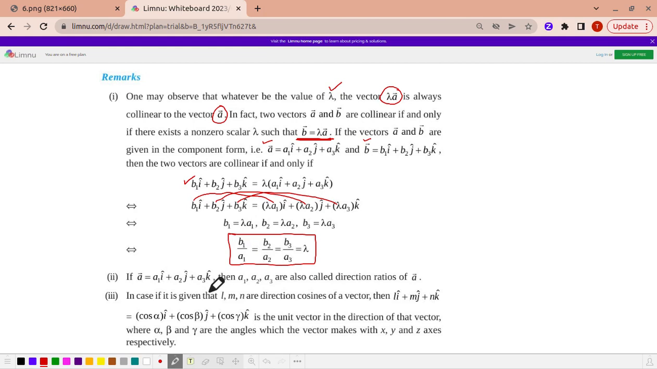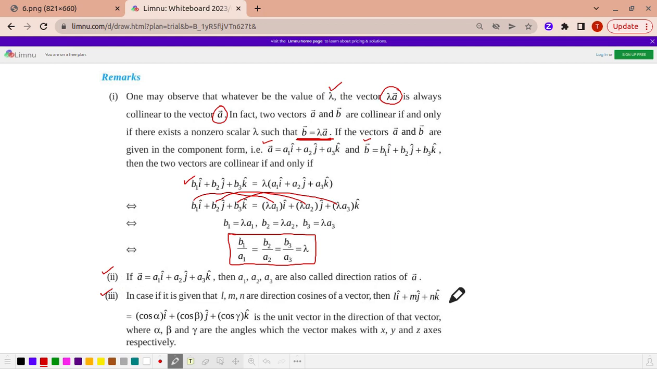Now the second one. If A equal to A1 i cap plus A2 j cap plus A3 k cap, then A1, A2, A3 are also called the direction ratios of the vector A. Okay, got it?